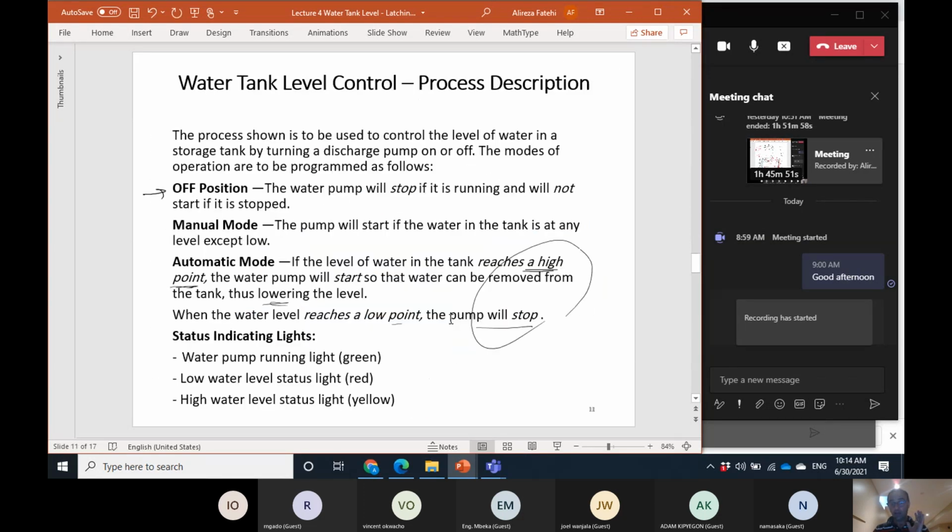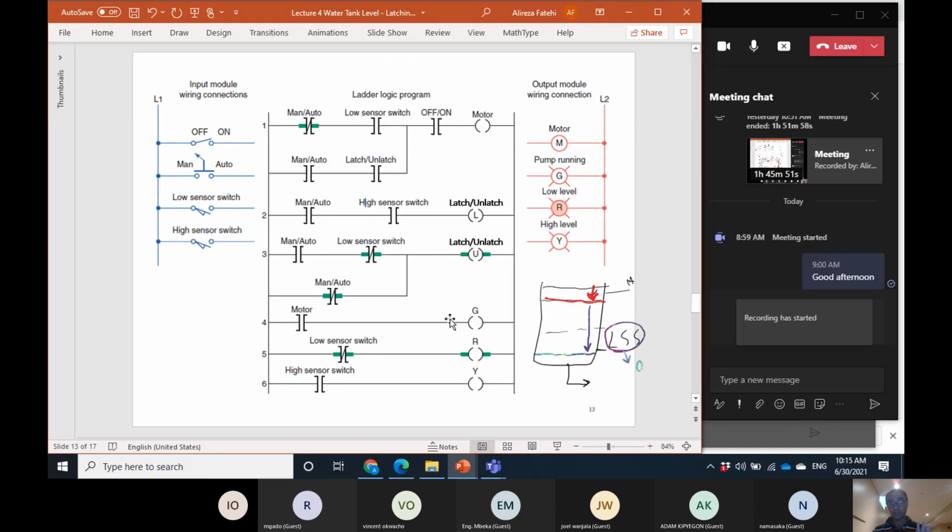Of course, in this program, because one of them is based on the high sensor and the other on the low sensor, and physically they are apart, we expect that it is not possible to activate both at the same time. Otherwise, there's a fault in the sensors. It's not possible for both of them to be activated at the same time.